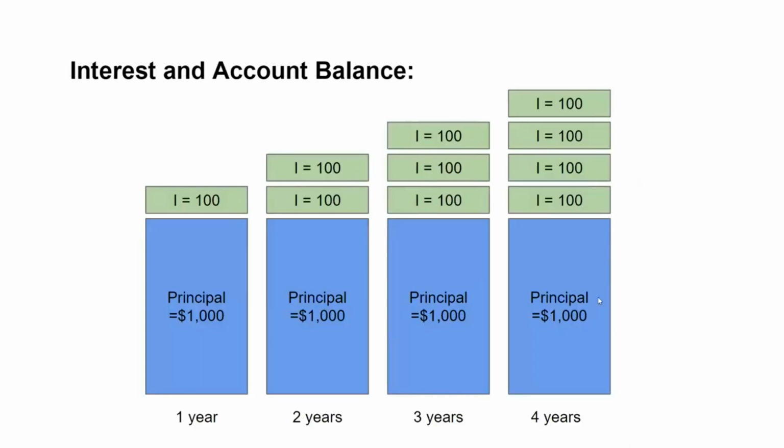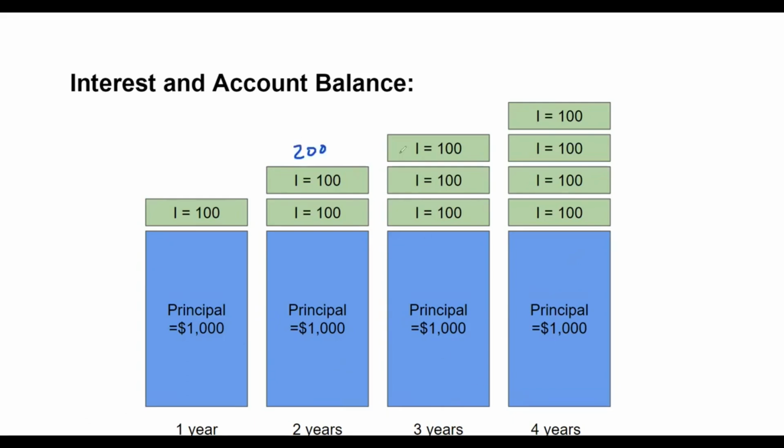A little bit more about interest and account balance. What this picture is showing us is an example where we deposit $1,000 in the bank and we earn 10% simple interest. After year 1, they add 10%, which is $100. After year 2, another $100, so we have a total of $200. After 3 years, another 100, 300. And after 4 years, they have added $400 of interest.